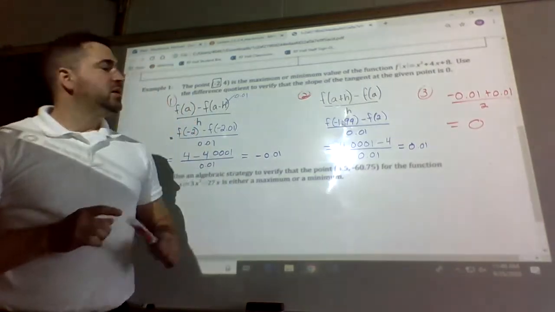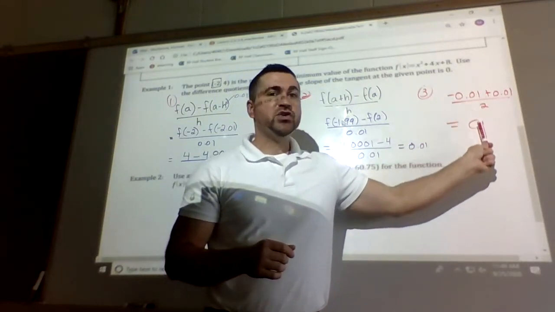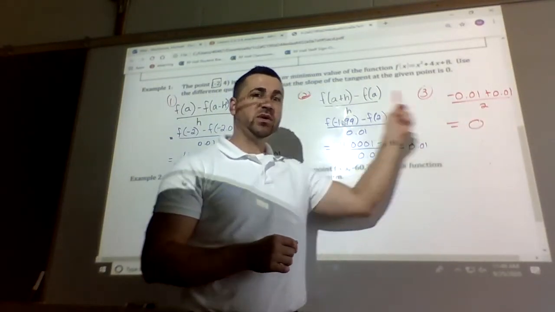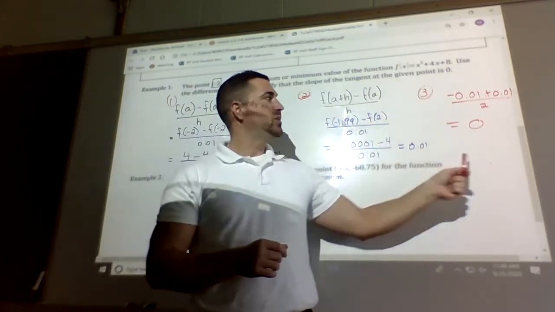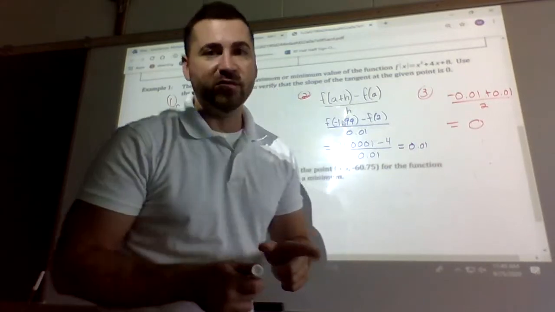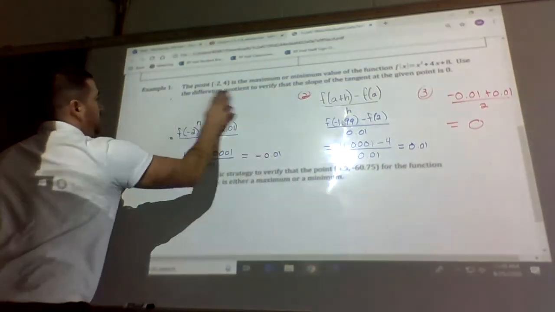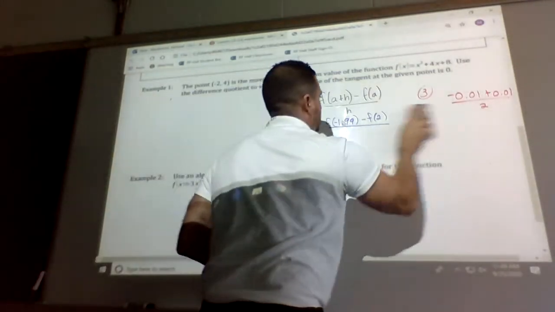Since what we did was find the rate of change at -2, and it is 0, then we know that is a max or minimum value. Okay, moving on to the last example.